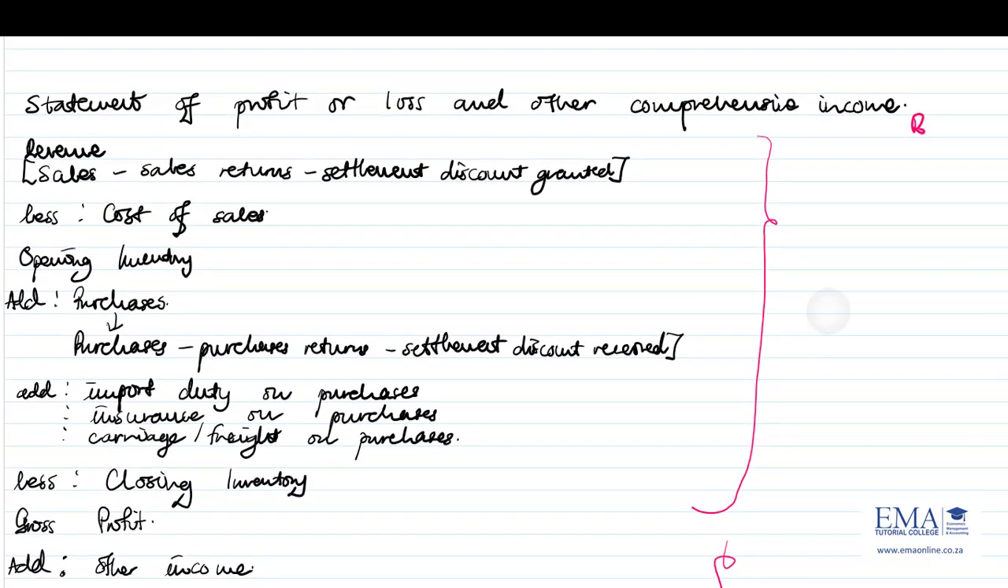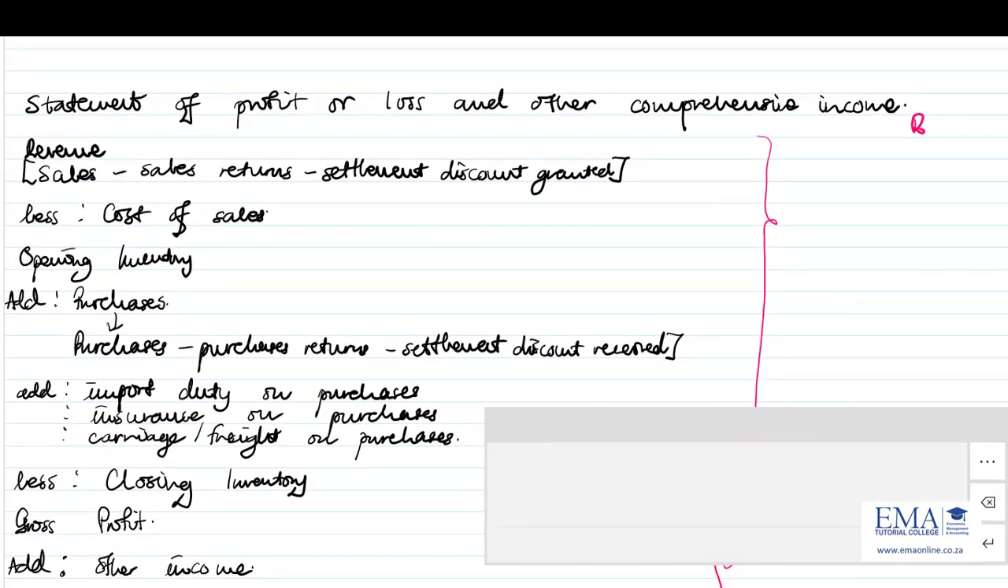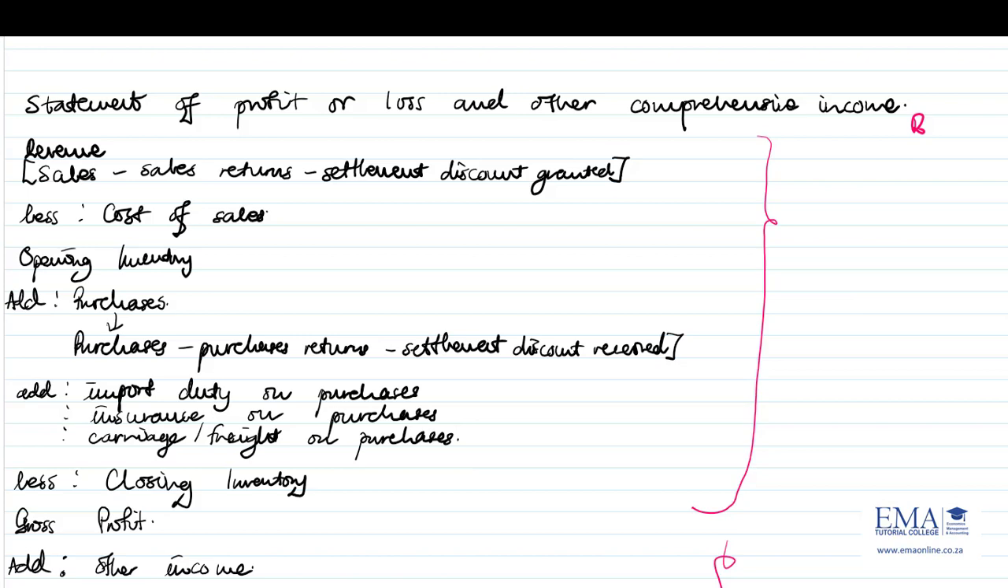So what comprises the trading account? It's from revenue until gross profit, right? So now what happens in the profit or loss? We're looking at the trading account first. Under the trading account, we're looking at what the business trades in. That's what they buy and what they sell. So first we have what we call the revenue.